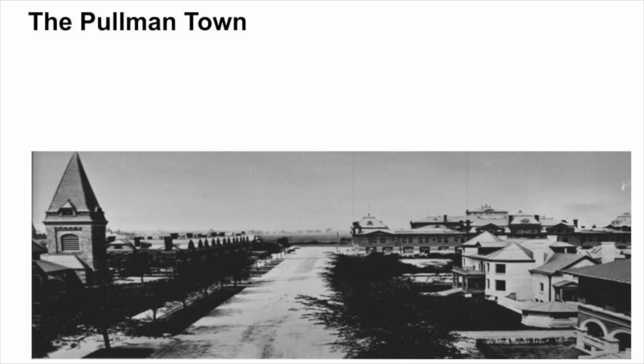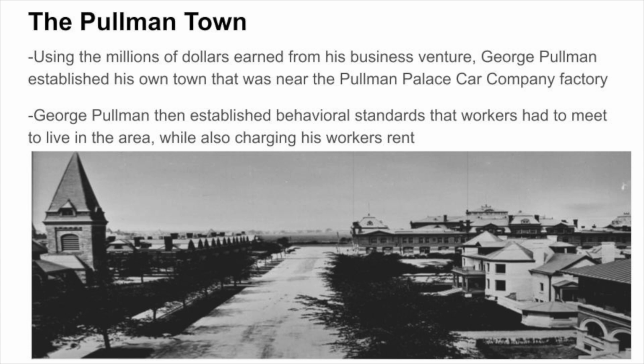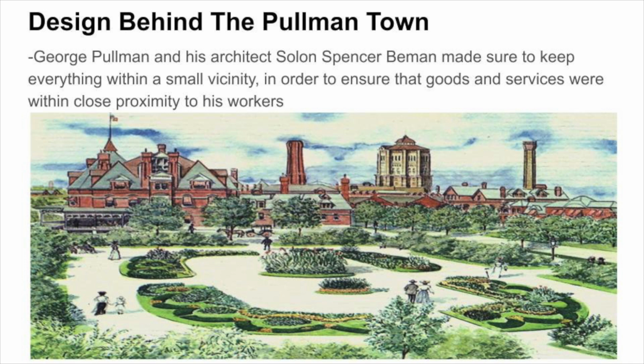Using the millions of dollars earned from his business venture, George Pullman established his own town that was near the Pullman Palace Car Company factory. Pullman then established behavioral standards that workers had to meet to live in the area, while also charging his workers rent. George Pullman and his architect, Solon Spencer Beman, made sure to keep everything within a small vicinity in order to ensure that goods and services were within close proximity to his workers.